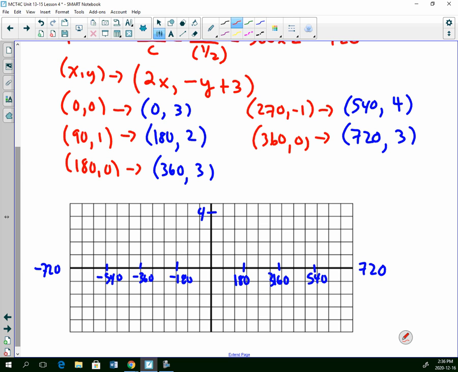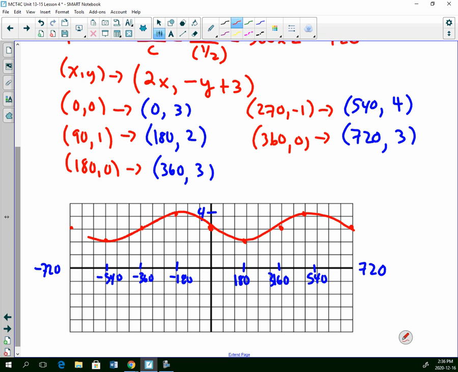So the first point I'm plotting is 0, 3. Then at 180, it's at 2. At 360, it's back to 3. At 540, it's up to 4. And at 720, it's back to 3. So here's my graph. And then I'll just continue that going left. So we'll go up to the top, back to the middle, down to the bottom, back to the middle.